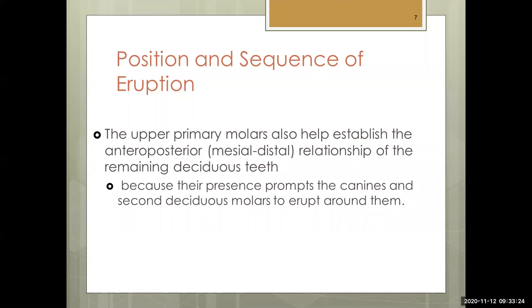So let's talk about the position and sequence still. The upper primary molars also help establish the anteroposterior, that mesial distal relationship of the remaining deciduous teeth. So we're talking about from the nose to the TMJ, because their presence prompts the canines and the second deciduous molars to erupt around them. Now, remember those first deciduous molars, the one-year molars, erupt before the deciduous canines, right? And then the two-year molars, the second deciduous molars, erupt behind the first molars. So think about that sequence.